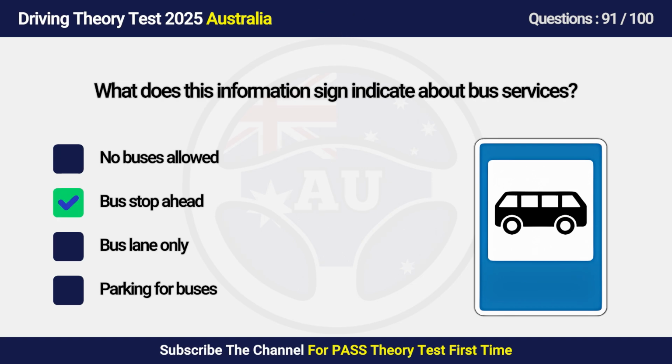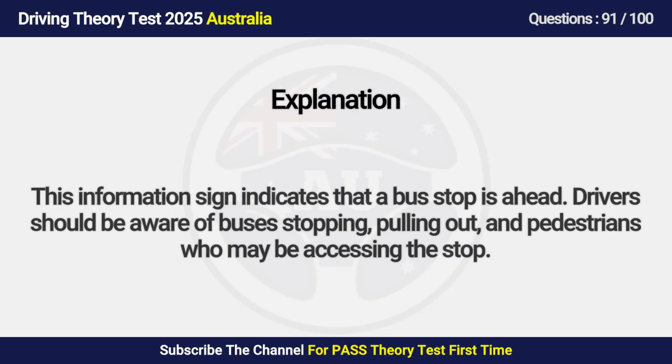Answer is B, bus stop ahead. This information sign indicates that a bus stop is ahead. Drivers should be aware of buses stopping, pulling out, and pedestrians who may be accessing the stop.